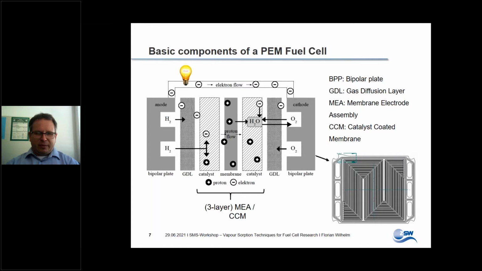Maybe some abbreviations I'm going to use in the further slides. Bipolar plate is usually called BPP as an abbreviation. Gas diffusion layer, as mentioned, GDL. Membrane electrode assembly, or CCM, catalyst coated membrane, are often used for the same layers. This is the 3-layer MEA. Some people also understand the 5-layer MEA, including both GDL layers, as an MEA, whereas CCM is only used for these 3 layers in here. So that's the membrane with the 2 catalyst layers. That's, so to say, the core component of a fuel cell. Yeah, maybe that for the basic functionality.